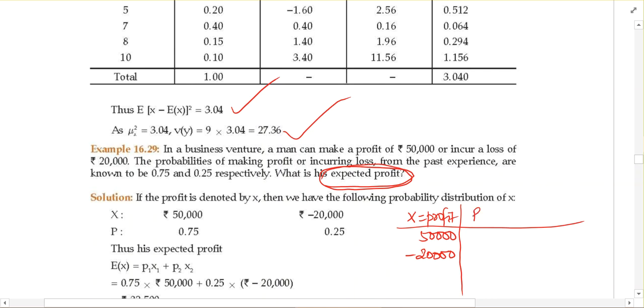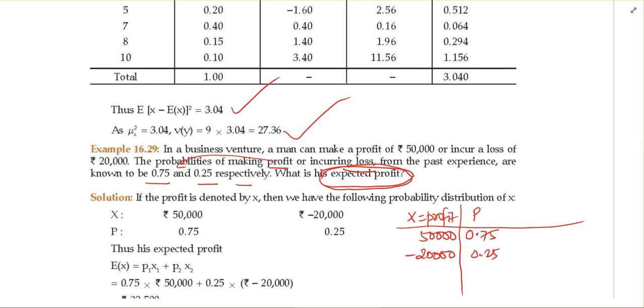Okay, what are the probabilities now? The probabilities of profit or loss are this and this respectively. So profit is 0.75 and for loss the probability is 0.25. Okay, so this is our table. The probability distribution is now complete.